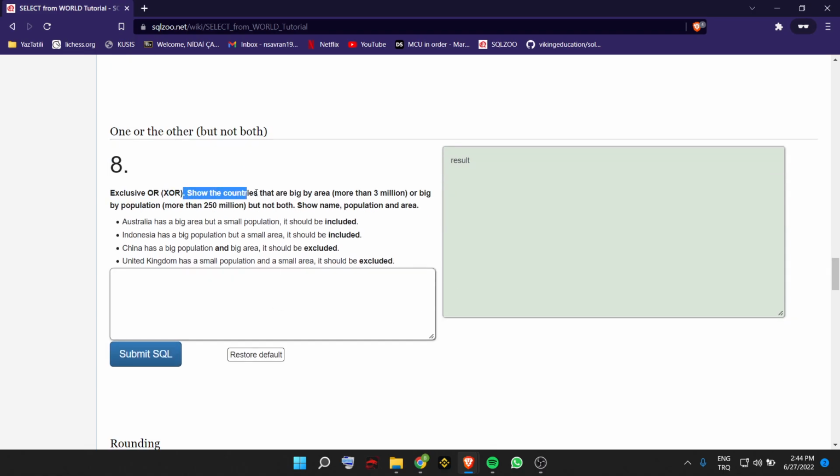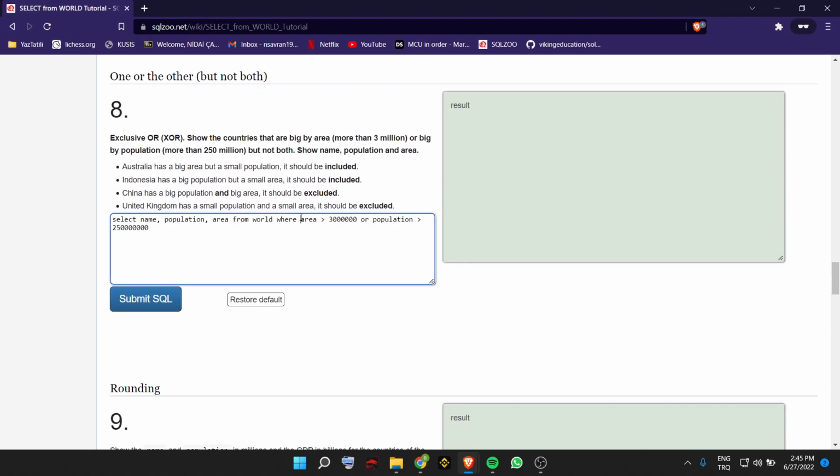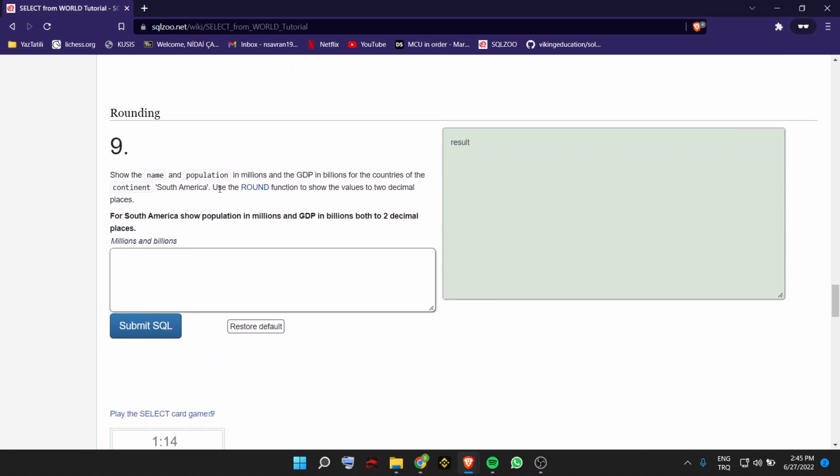Exclusive or: show the countries that are big by area or big by population but not both. So we will use this, and I can do something like this. One is bigger and the other one is smaller, or the opposite, this is smaller or this is bigger. I wrote these two cases individually. Rounding, we can use ROUND.